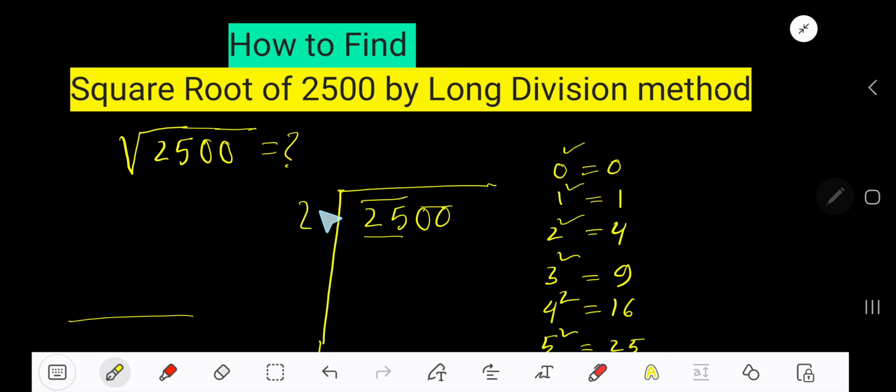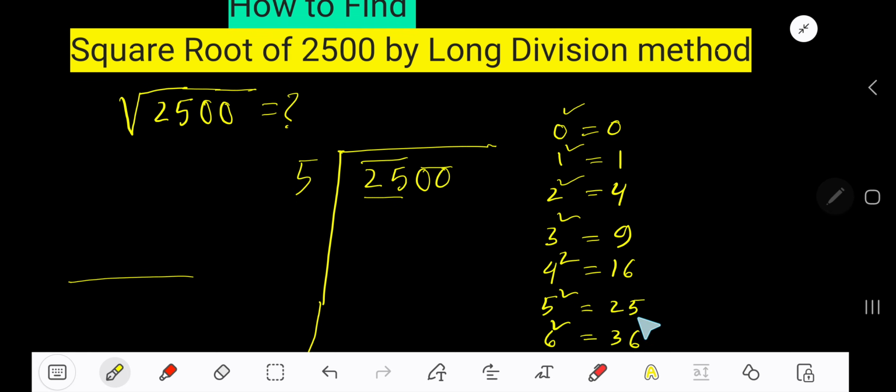Take a number whose square will be equal to 25 or nearest to 25. If I take 5, then 5 squared will be 25, which is equal to 25, right? So this same digit will come to the quotient side also. 5 times 5, 25. Subtract, you are getting 0.